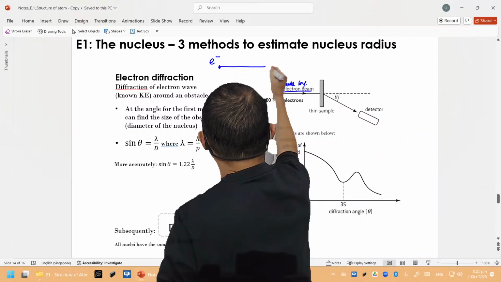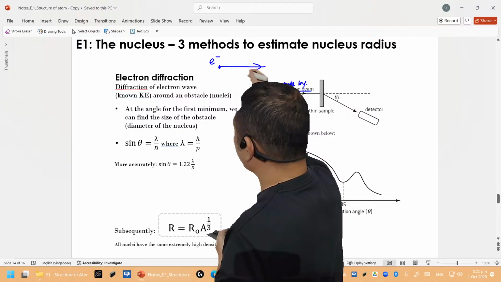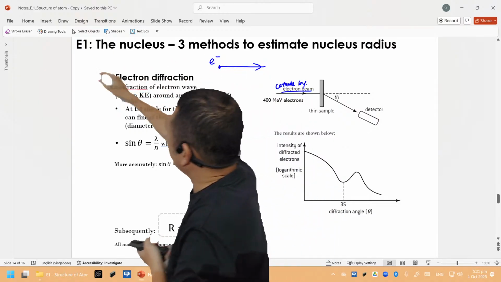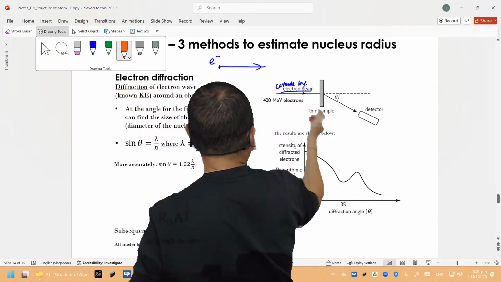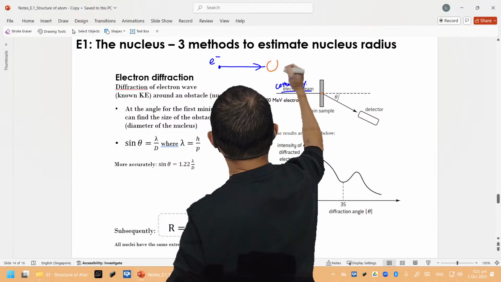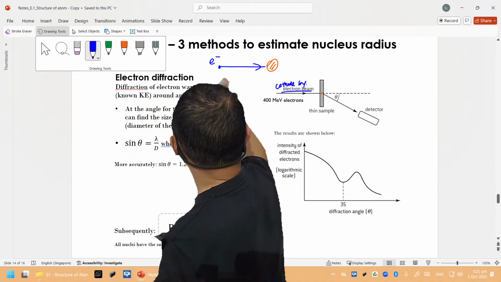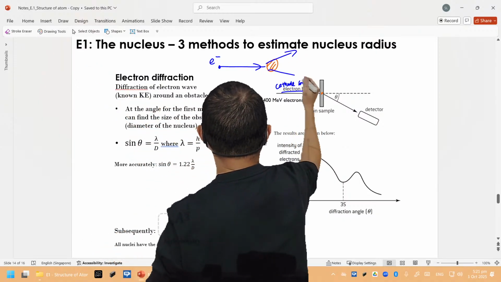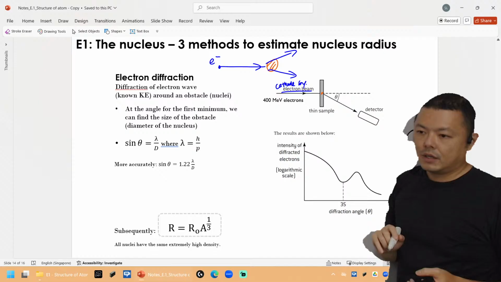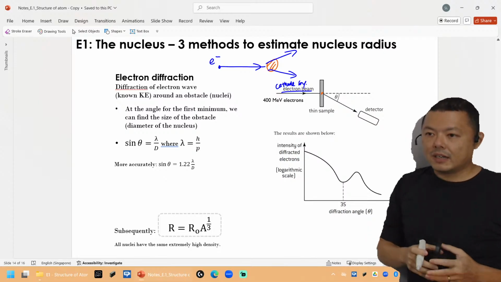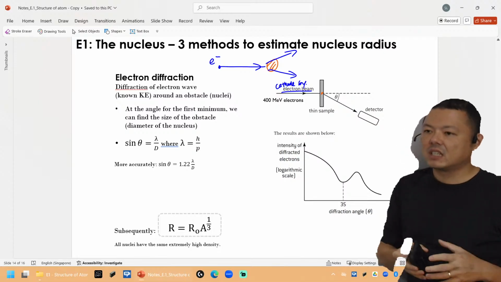So if you have a beam of electrons and it's traveling fast enough, it will behave like a wave. And when it hits the nucleus of your sample here, it's going to diffract. So this electron will diffract around the edges like this. Okay? So what kind of diffraction is this?